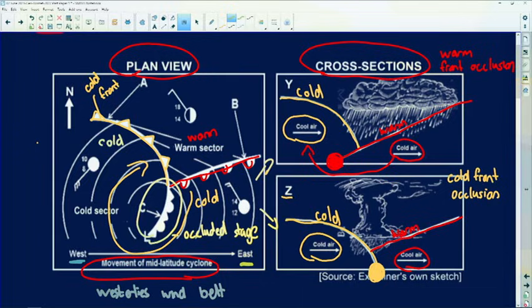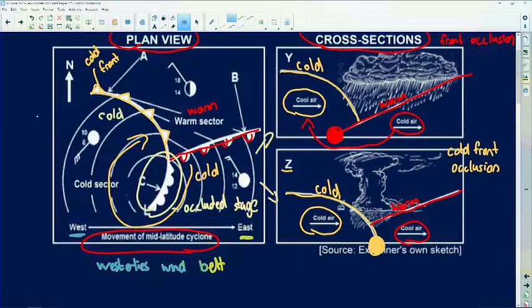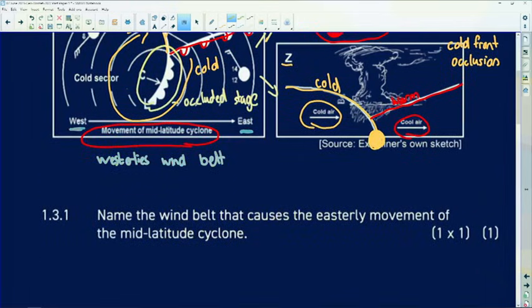Now, let's just quickly have a look at the questions as being asked. Sorry, I just need to scroll down. Okay, if you look at our first question, question 1.3.1, name the wind belt that causes the easterly movement of the mid-latitude cyclone. Believe it or not, here's our answer right above us, the westerly wind belt, because it moves from west to east. Remember, wind is named from the direction it's coming from. Vitally important. So our correct answer is right there, westerly wind belt.